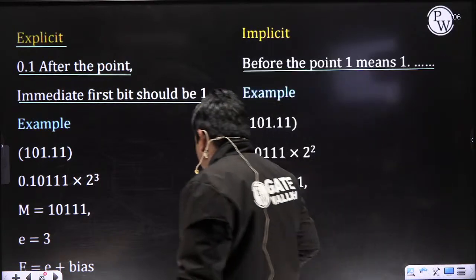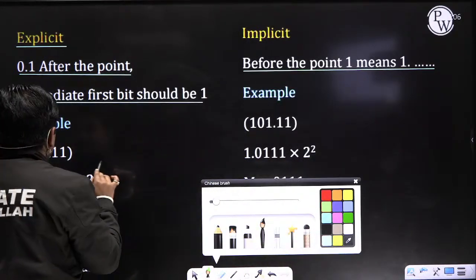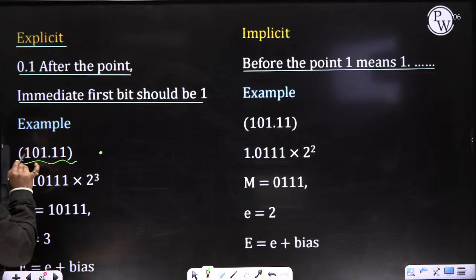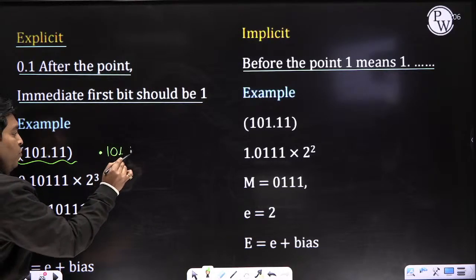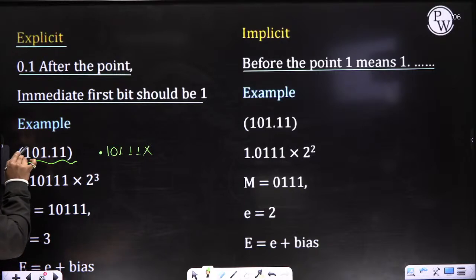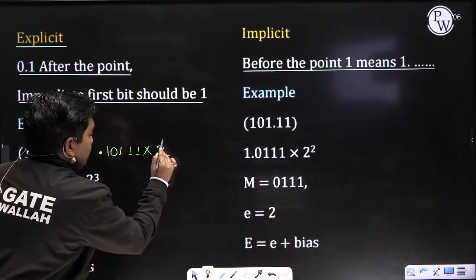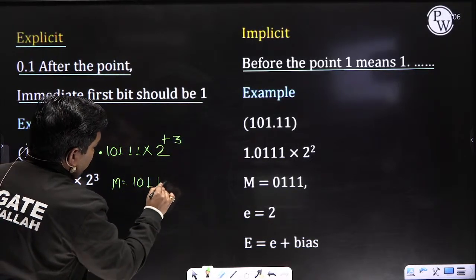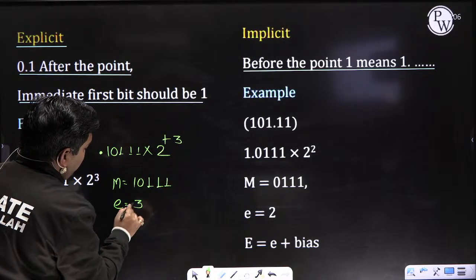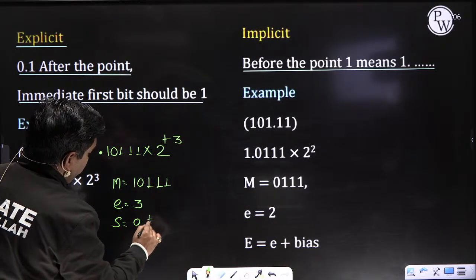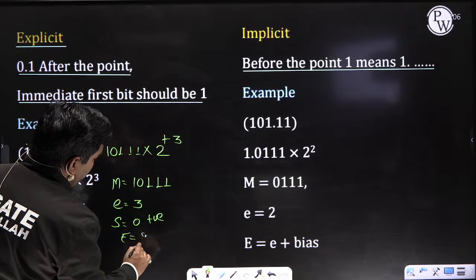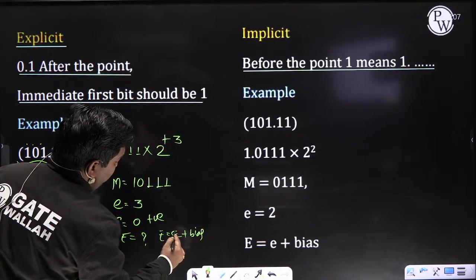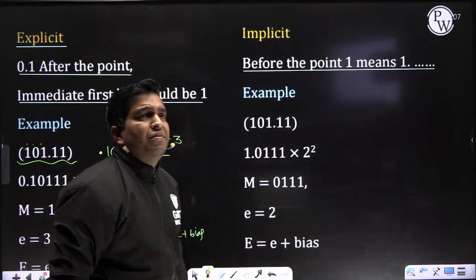Please put your pen down, everyone. Here I am solving this question in explicit. Explicit means after the point you will get 1. So what do we require? 1 0 1 1 1, and how many bits am I shifting? 1, 2, 3. 2 raised to power plus 3. So what is the mantissa in this case? 1 0 1 1 1. What is the small e? 3. What is the sign bit? 0, because it is positive. What is the capital E? You can calculate: e plus bias. Crystal clear, everyone?